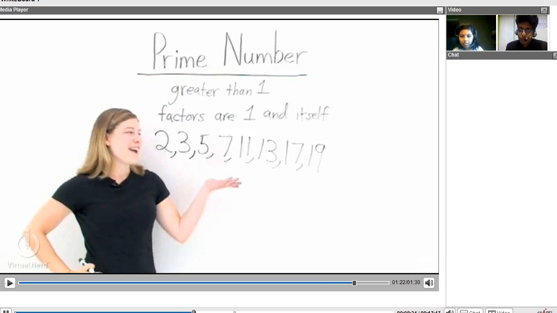So basically, the numbers which are less than 20 that are prime are 2, 3, 5, 7, 11, 13, 17, and 19. But some of the numbers that are greater than 20, like you told me, you said 23. Can you give me more examples of numbers which are greater than 20 and which are prime?